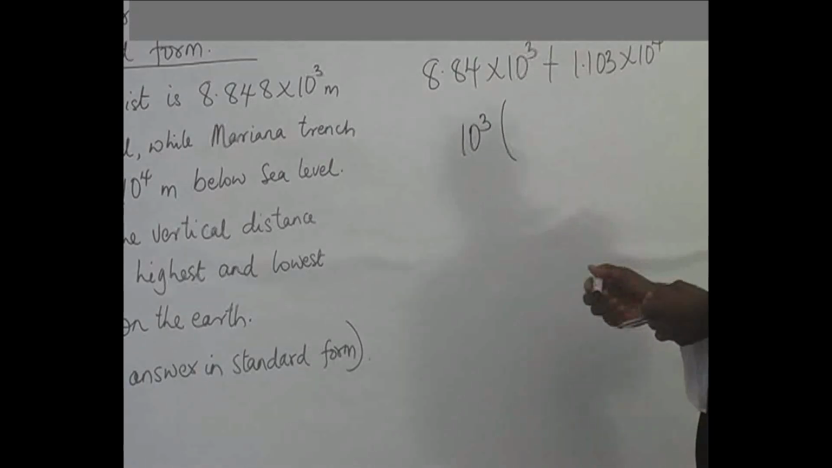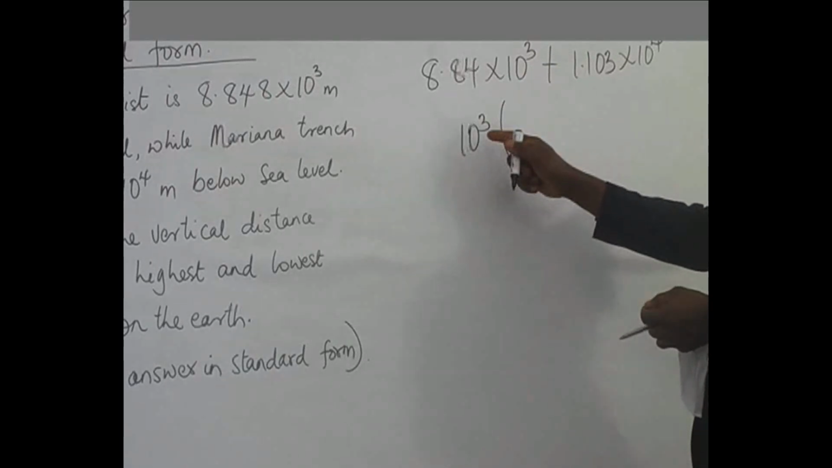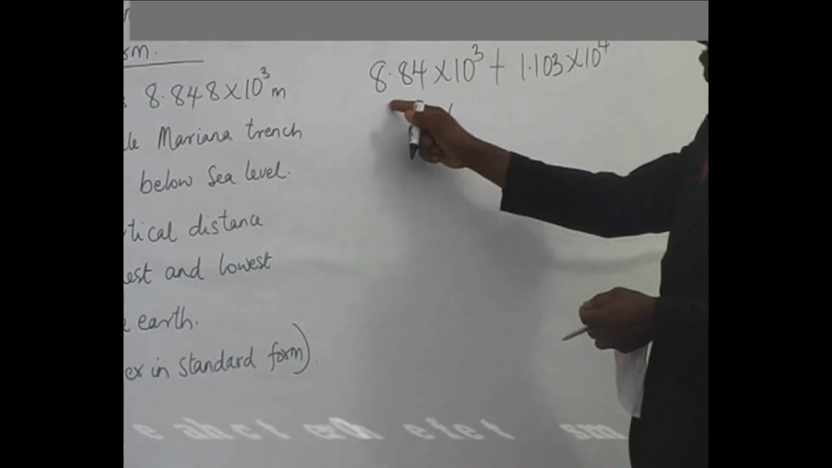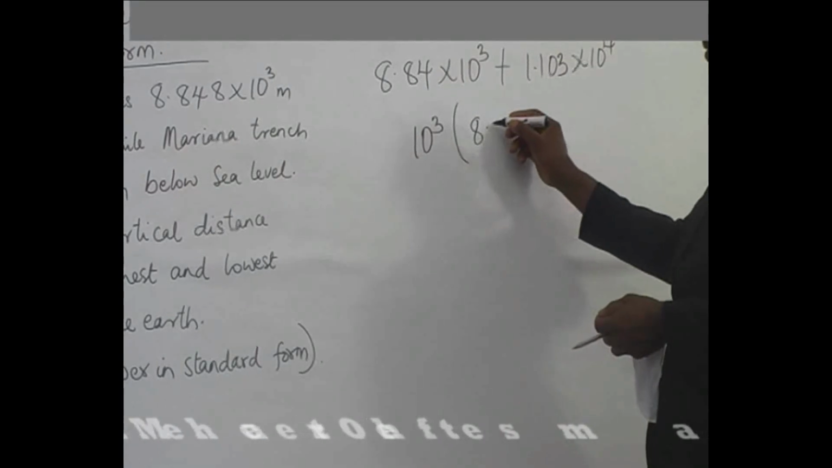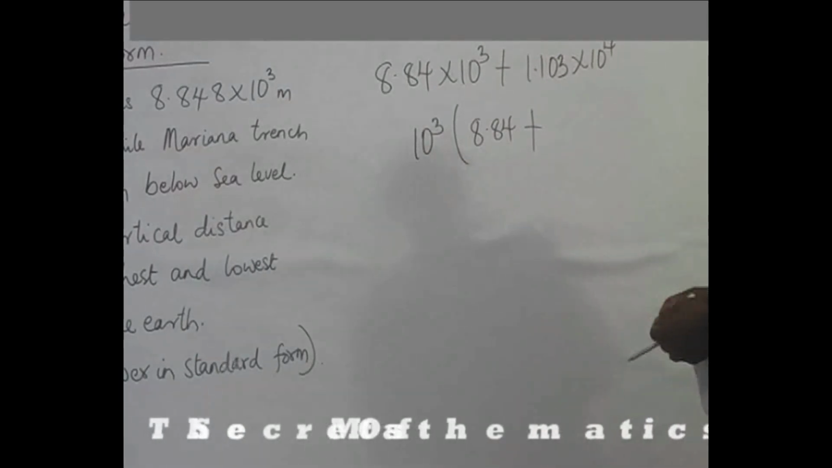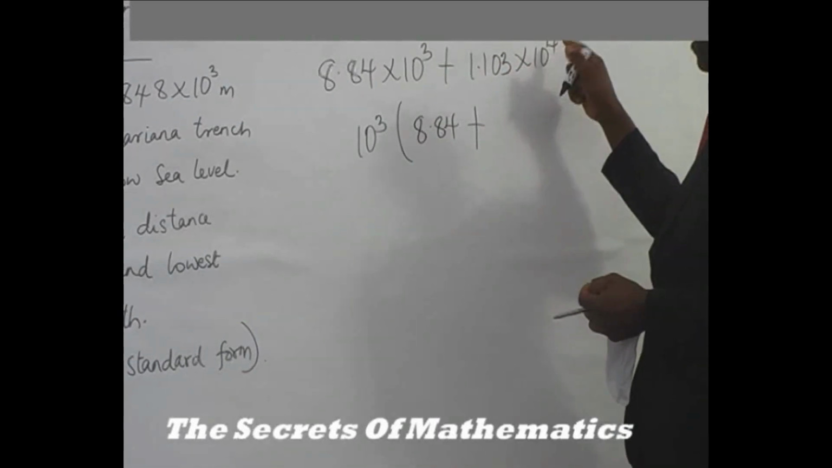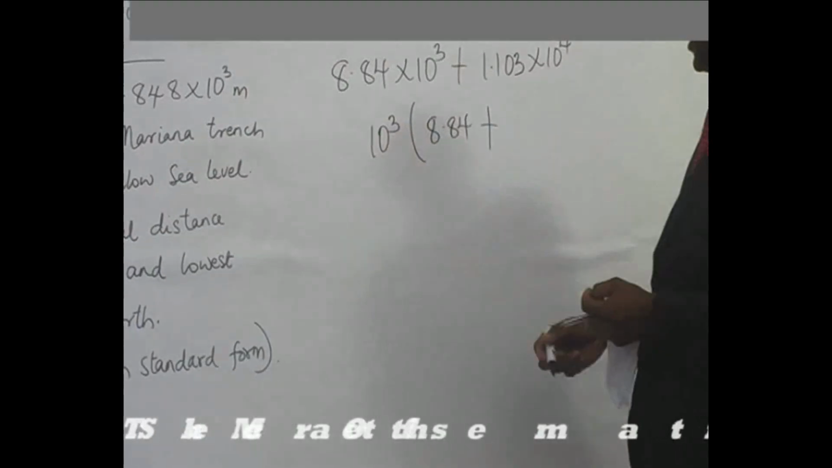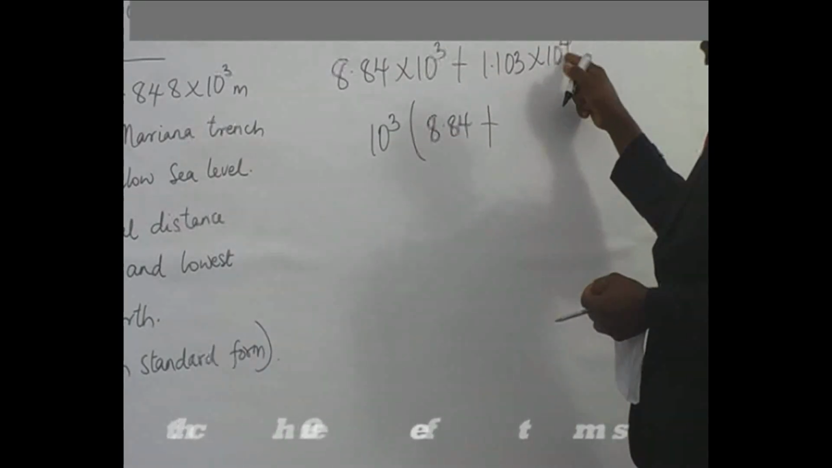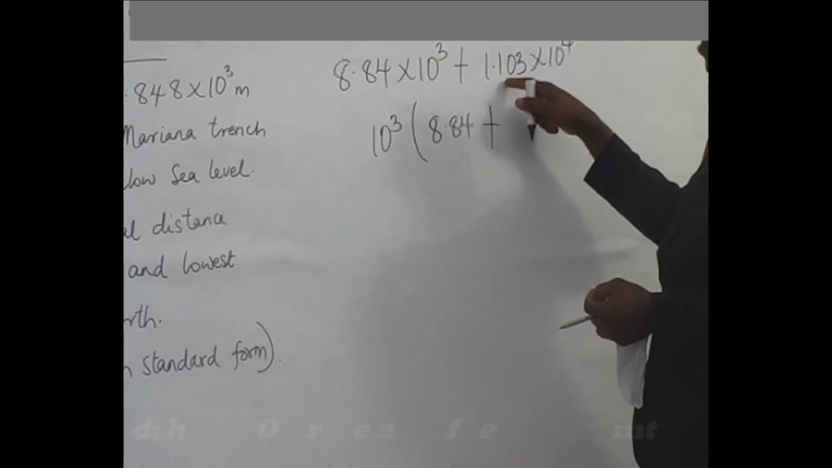Put your bracket. Divide 8.84 times 10 raised to the power 3 by 10 exponent 3. Discover that this 10 exponent 3 will cancel out 10 exponent 3 and leave you with 8.84. So write the 8.84 inside the bracket. Bring down the sign of addition. Do the same thing here. Divide 1.103 times 10 raised to the power 4 by 10 raised to the power 3. Discover that 10 raised to the power 3 will remove 10 raised to the power 3 here and leave you with 10 raised to the power 1 and 1.103.